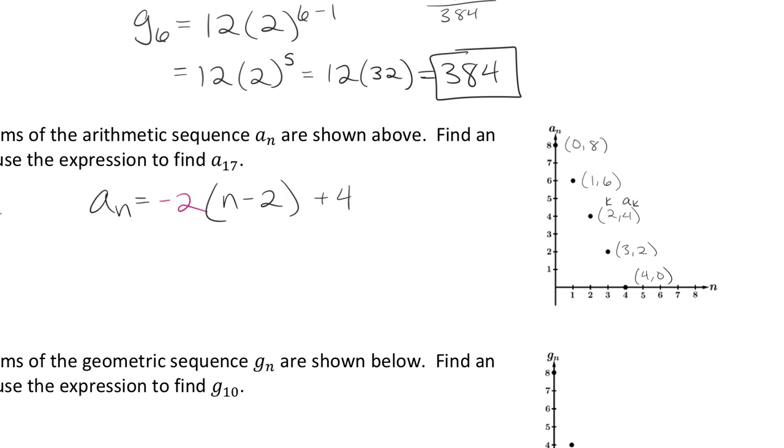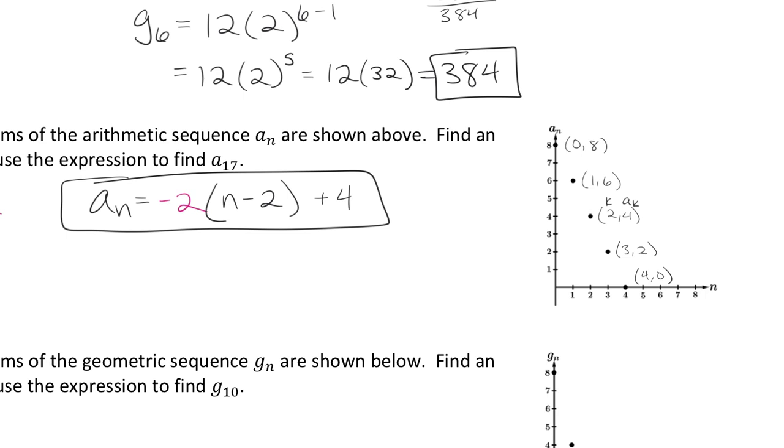You could have put n minus 0 plus 8, n minus 1 plus 6, n minus 2 plus 4, n minus 3 plus 2, n minus 4 plus 0. Any of those coordinate pairs will work. That is an appropriate expression for a sub n. Any of them will work.